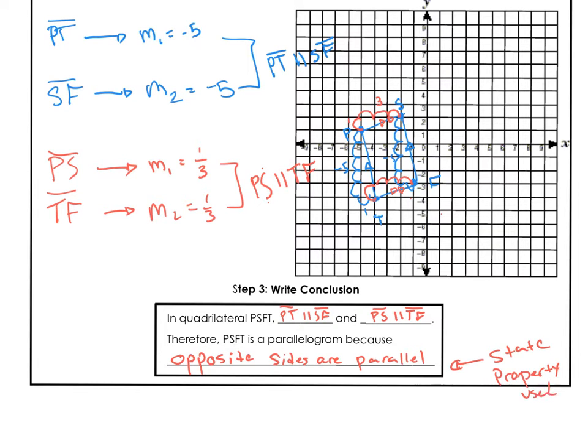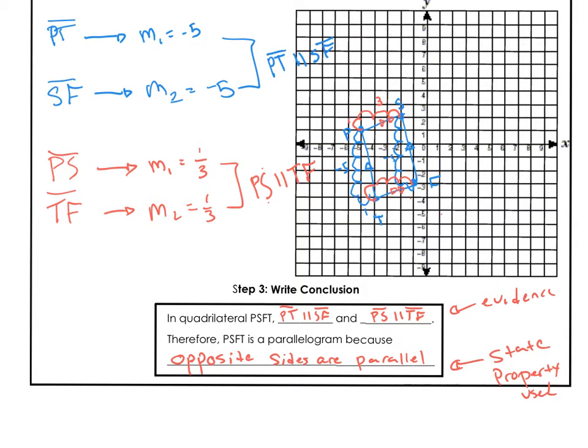And you also want to state your evidence. All right, our evidence is that we know the opposite sides are parallel. The property that we used is opposite sides are parallel. All right, and that's just one way to do it. Now we're going to discuss other ways to do the same proof in class. All right, you could show opposite sides are congruent, and also you could show that diagonals bisect each other. But this is just one way to prove that this quadrilateral on the coordinate plane is a parallelogram.